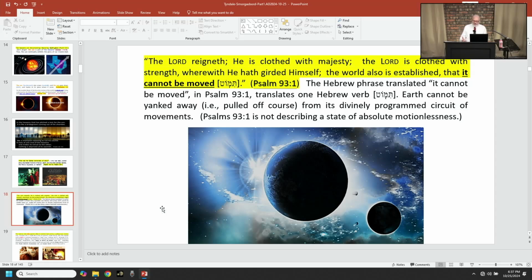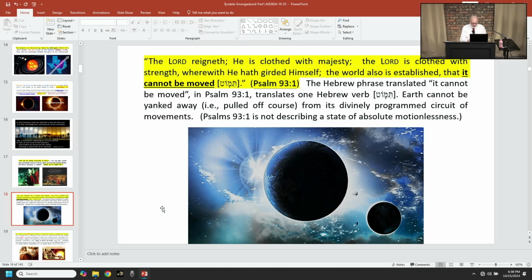because Psalm 93:1, when it says the earth can't be moved, what that means is it can't be yanked away. It can't be pulled off course from its programmed circuit of movements. So Psalm 93:1 is not talking about total lack of any motion. It's talking about it's not going to be yanked off course. In fact, there's a related Hebrew word to that verb that is translated yoke. When you're talking about two beasts of burden that have a yoke put on their neck when they plow a field, they're supposed to plow a field in a straight line. Now, they're not going to be yanked off course because the yoke helps keep them on course.